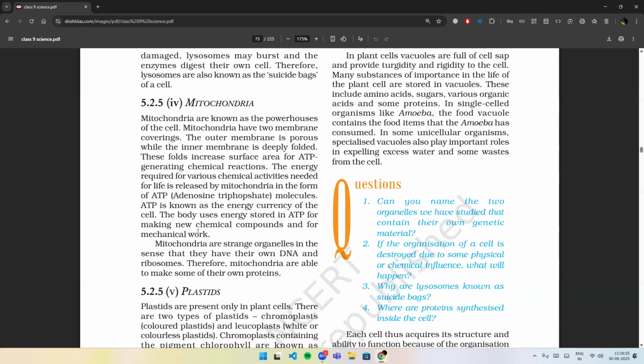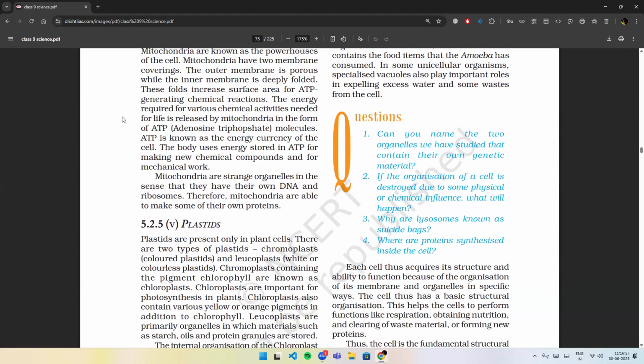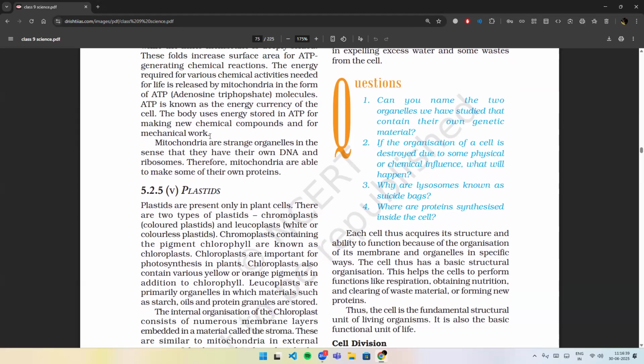Mitochondria. Mitochondria are known as the powerhouses of the cell. Mitochondria have two membrane coverings. The outer membrane is porous, while the inner membrane is deeply folded. These folds increase surface area for ATP generating chemical reactions.